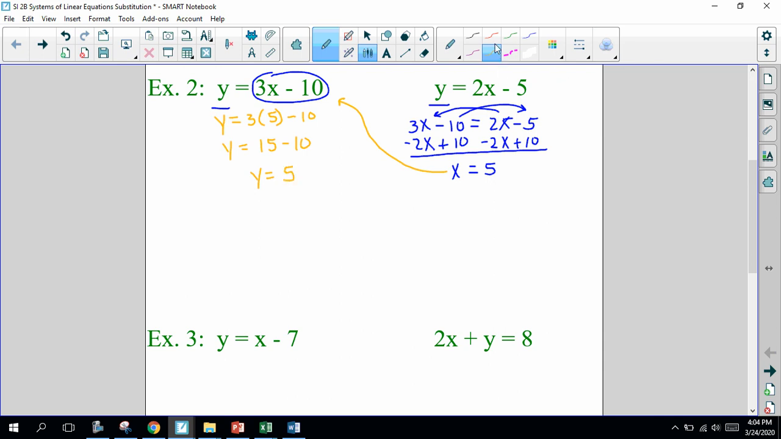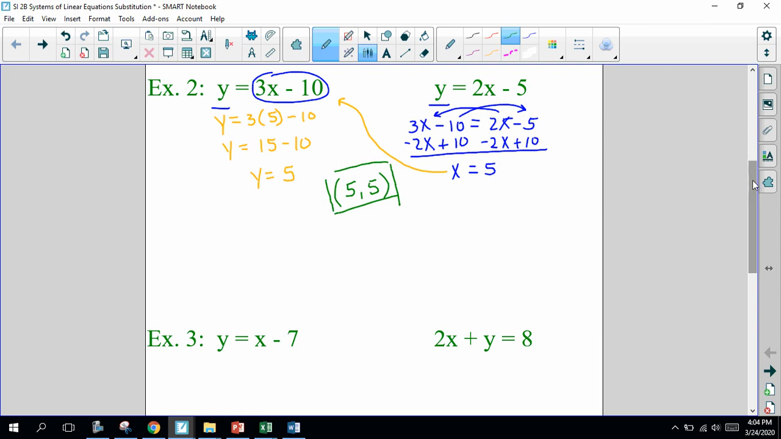Well, we're looking for the place of intersection. We have found that. You've got the ordered pair, x value of 5, comma, y value of 5. So these two lines, if graphed in the coordinate plane, would intersect at the point of 5 and 5.